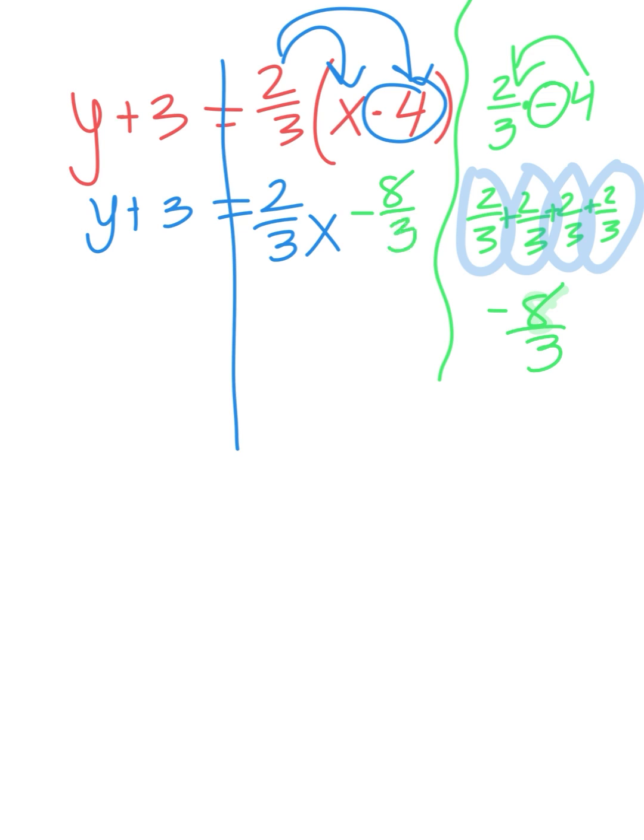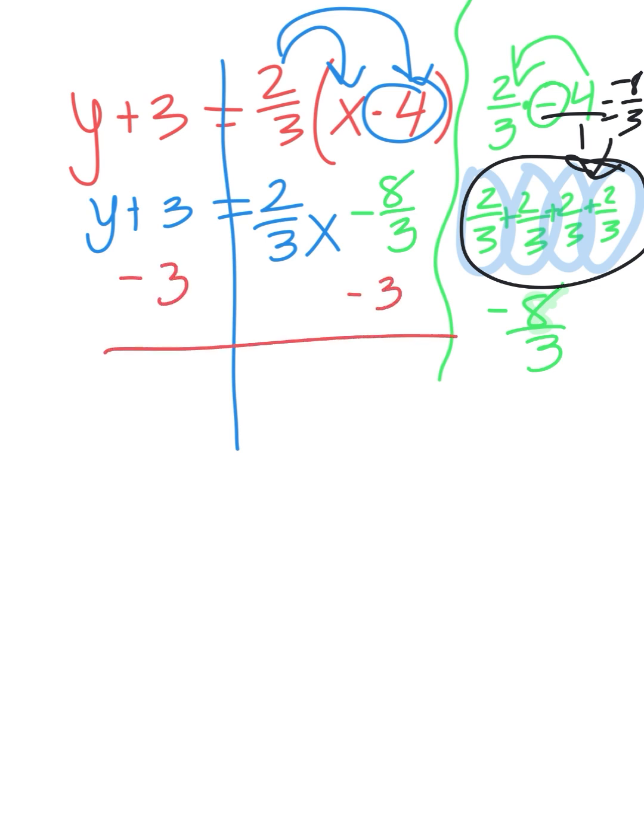-8/3. Okay, because remember, timesing by 4 means you have 4 copies of it. Now, I could have just multiplied across and I would get -8/3. But this is the reason why you can do that. All right, now our goal is to get this into slope-intercept form, so we have to get the y by itself. So I have to subtract 3.